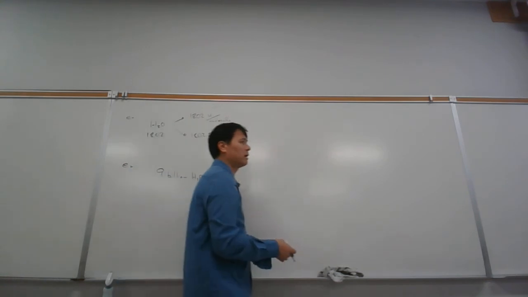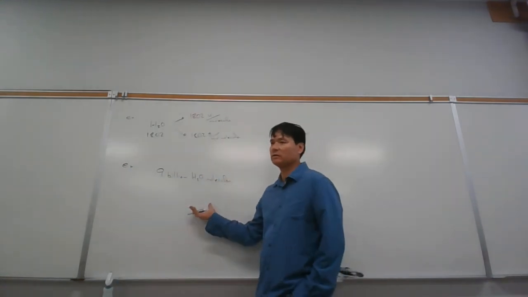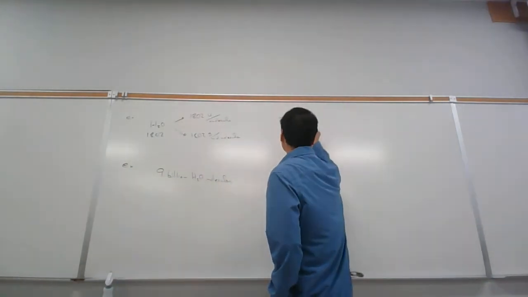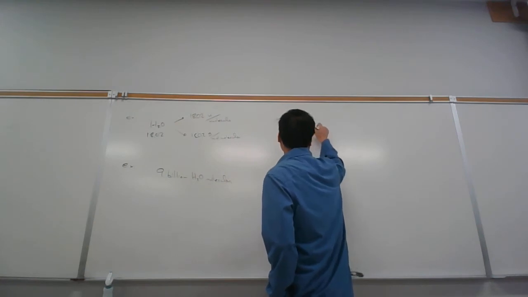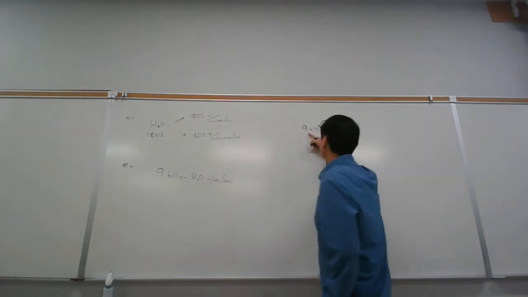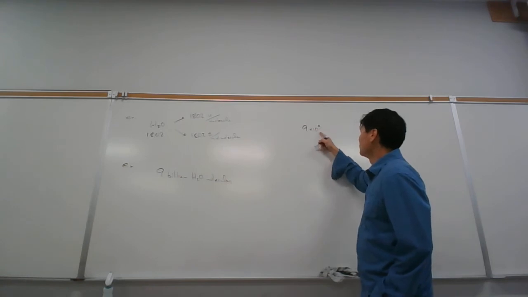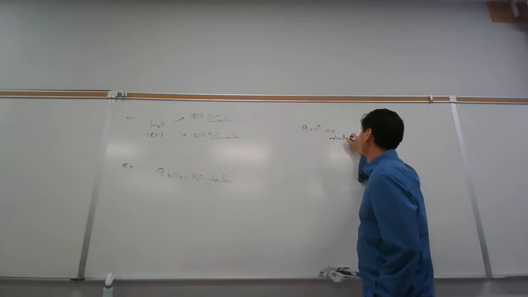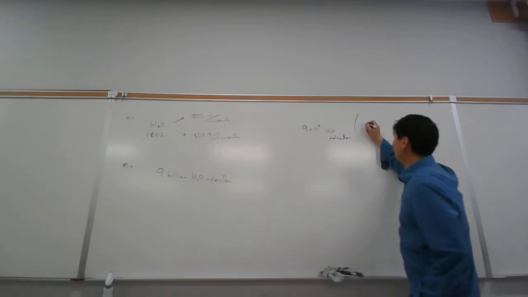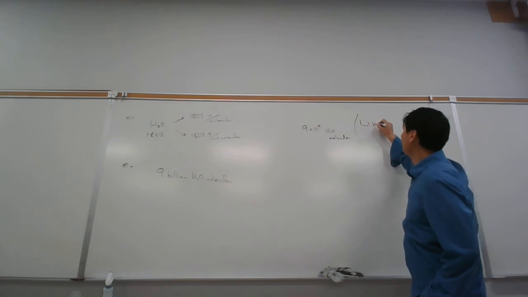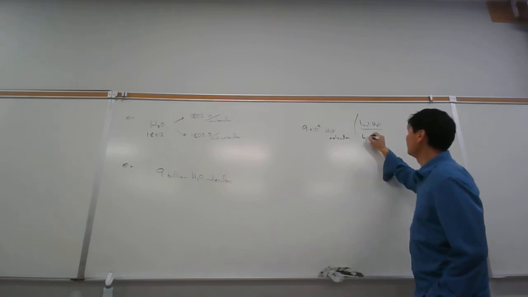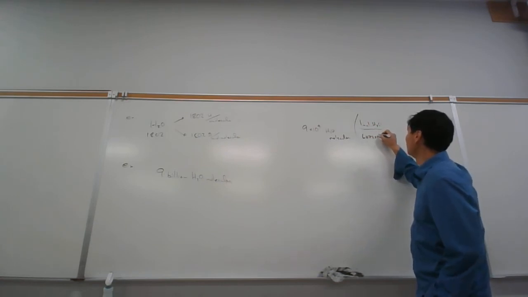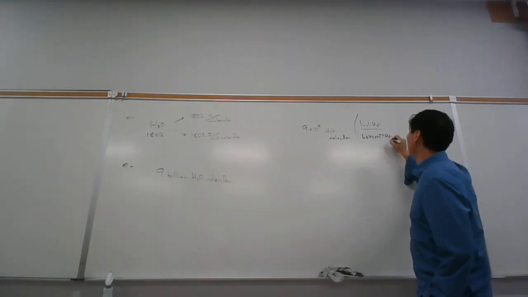Okay, so what we're going to do is calculate the mass of this and the volume of this. And so let's go ahead and do that. If I have 9 billion, billion would be 10 to the 9th. Millions 10 to the 6th, so billions 10 to the 9th, H2O molecules. And then I know 1 mole of H2O contains 6.022 times 10 to the 23rd H2O molecules.